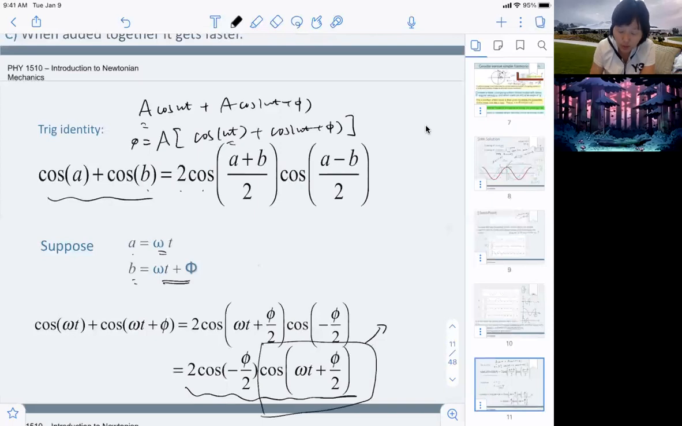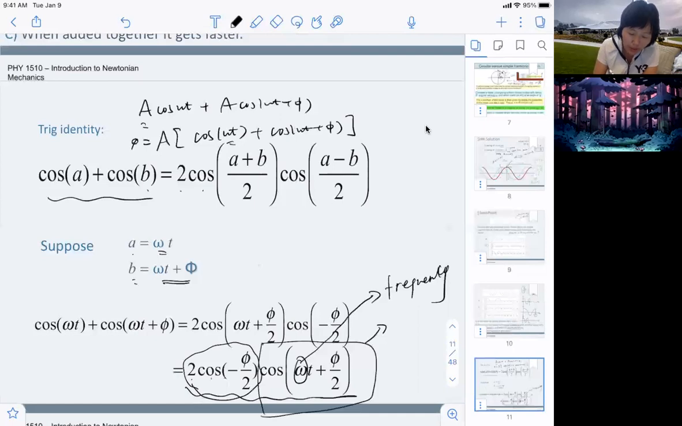So it's still a cosine wave with the same frequency, yes. What's in front of your t is your frequency, and that is still omega. Same frequency, but different amplitude. Yes, different amplitude. I got a 2 cosine negative phi over 2.